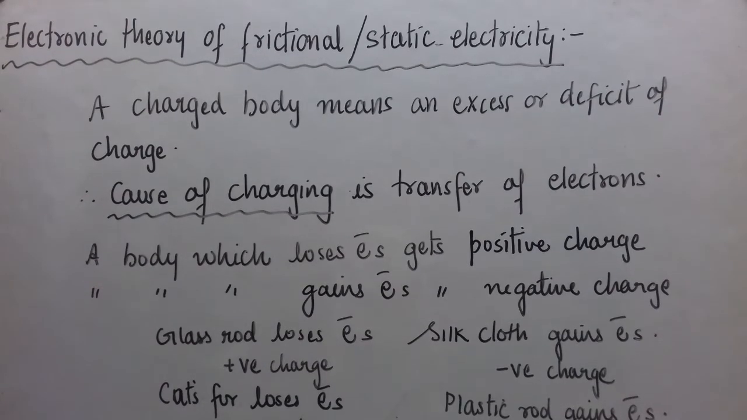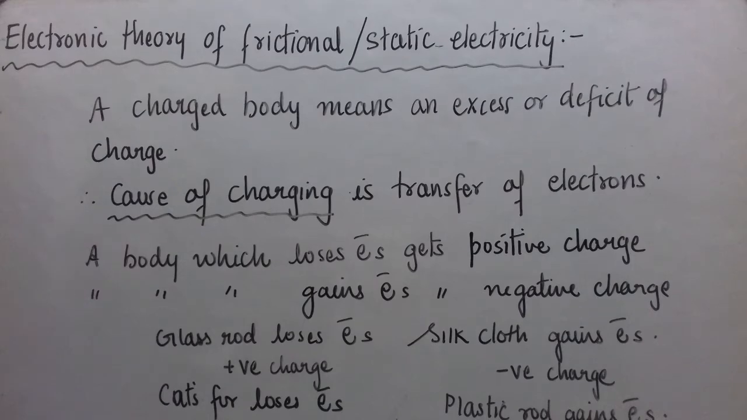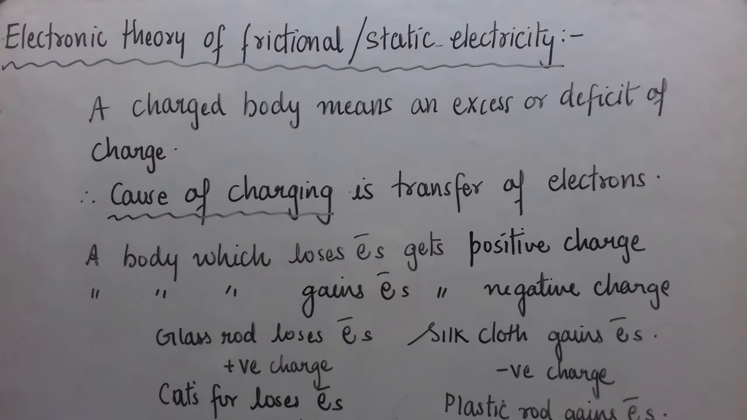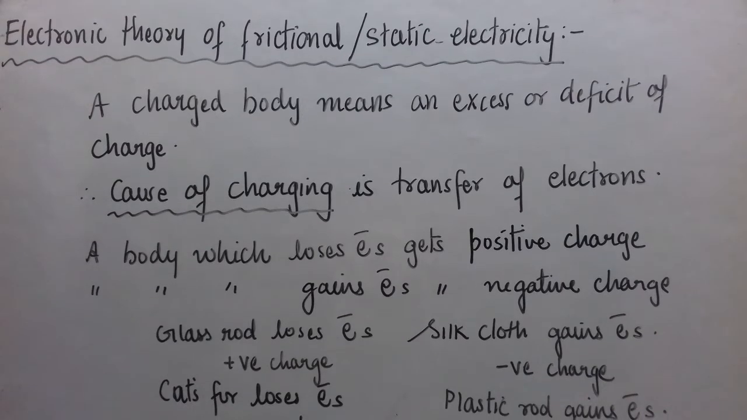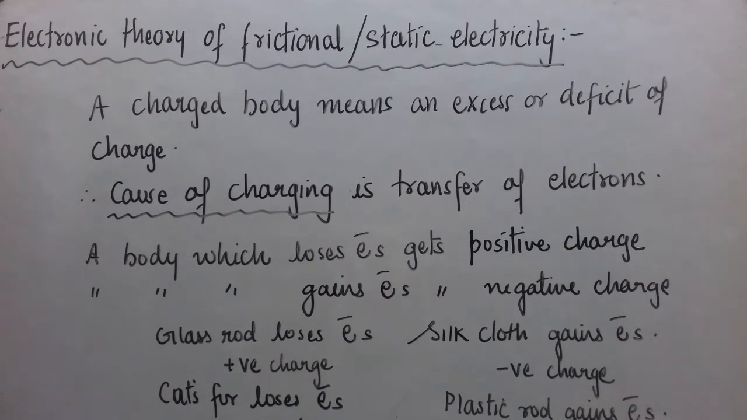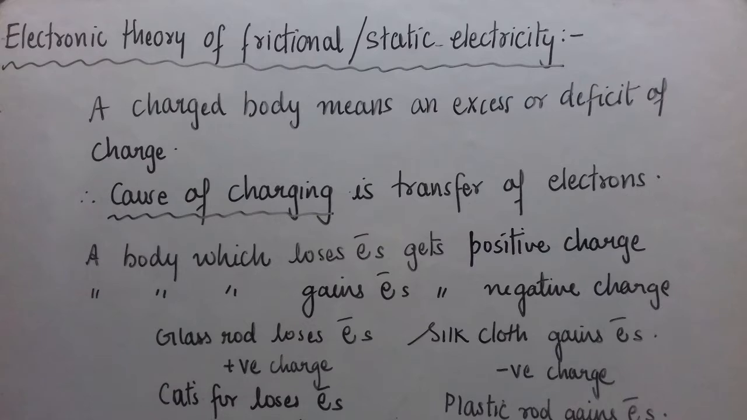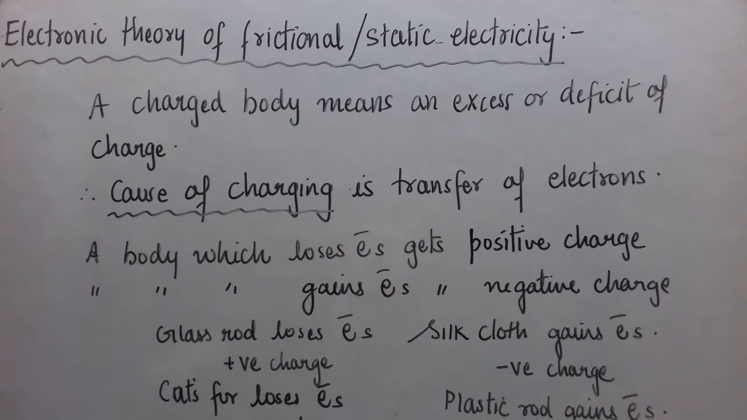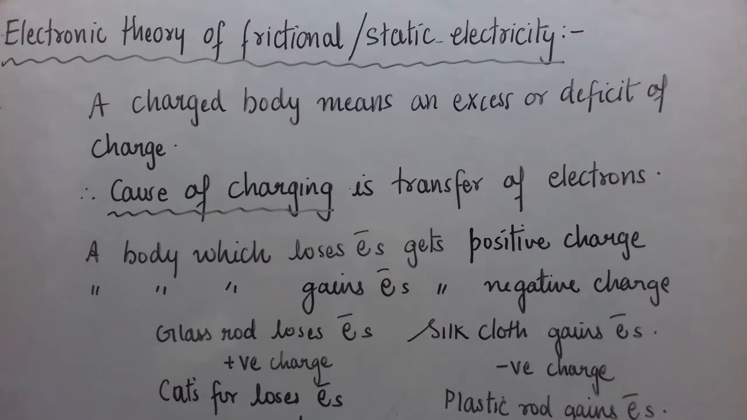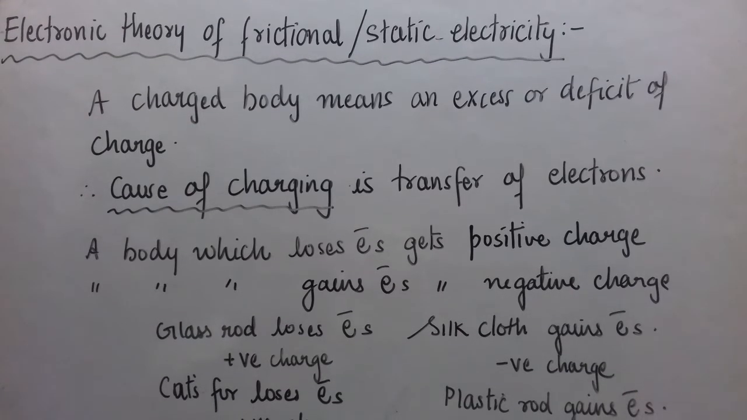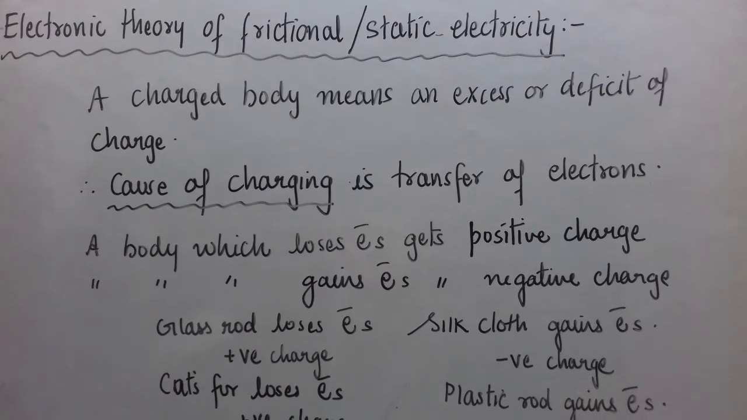Now, let us see the electronic theory of frictional or static electricity. Why do we say frictional? Because electricity is produced by rubbing, and we know when we rub, friction is there. So we can also call it frictional electricity. We know that all matter is made up of atoms or molecules, and normally we say they are electrically neutral.